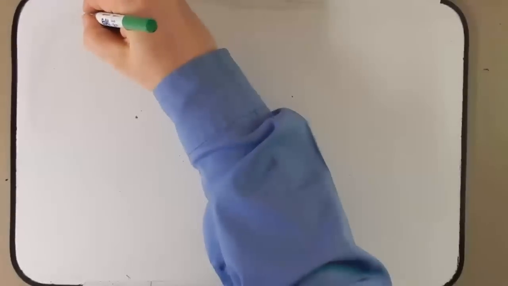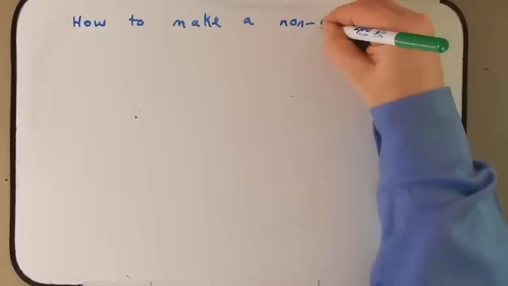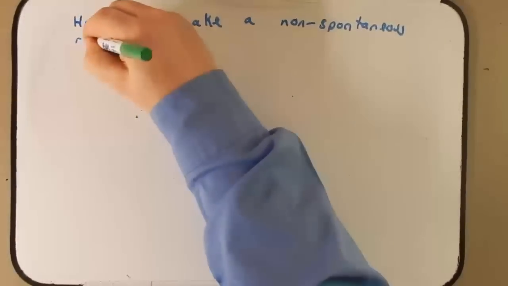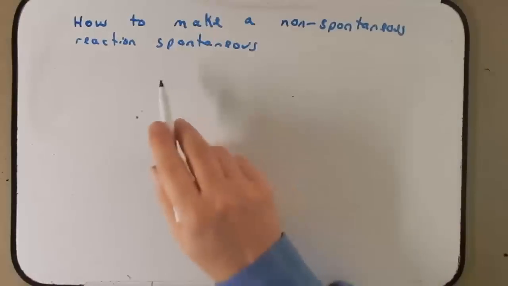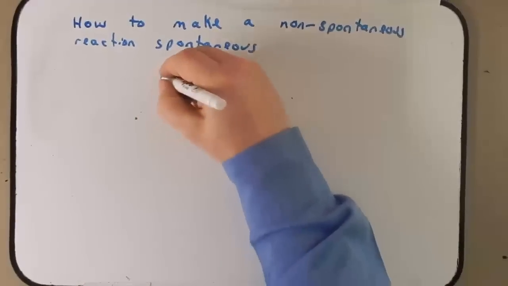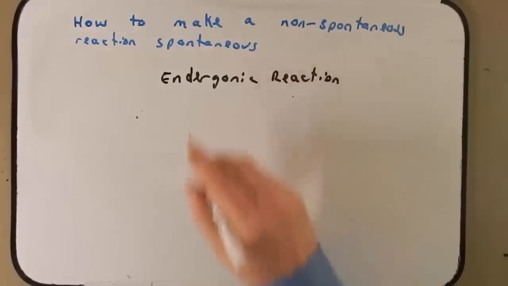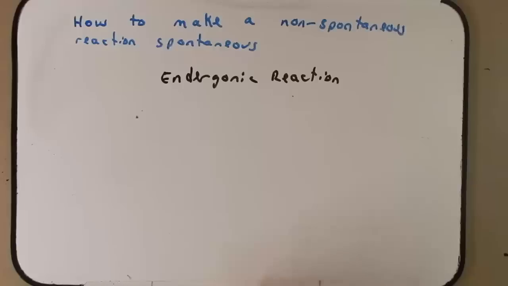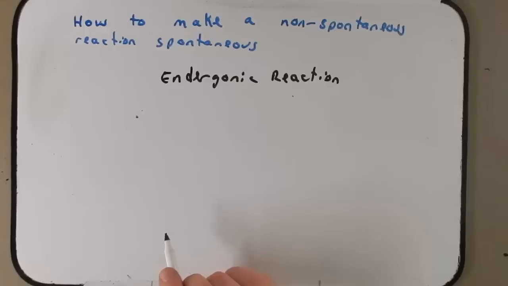All right, now I would like to talk about how to make a non-spontaneous reaction spontaneous. Okay, so let's consider this. Let's pretend we have an endergonic reaction. Endergonic reactions require energy in order for them to move forward, in order for them to be spontaneous.